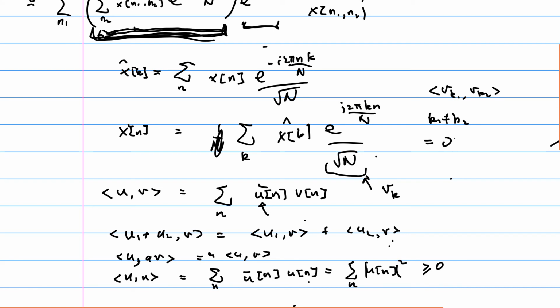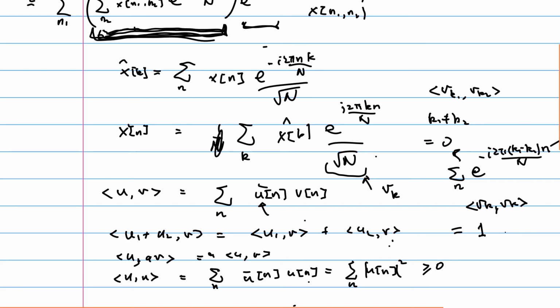So basically, if I have k1 not equal to k2, I have exponential i 2 pi (k1 minus k2) n over n, sum over n. But this is a sinusoidal thing, so it all just cancels out and gives me 0 here. On the other hand, if I have vk multiplied by vk, the same k, then that would be just equal to 1, right?